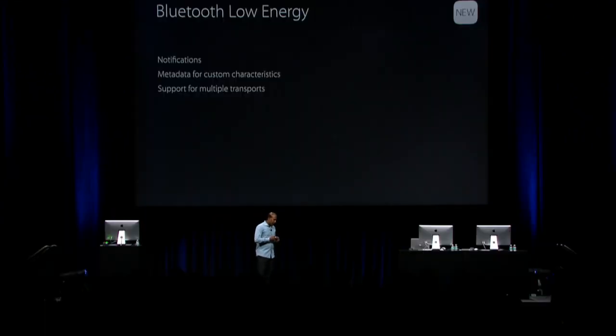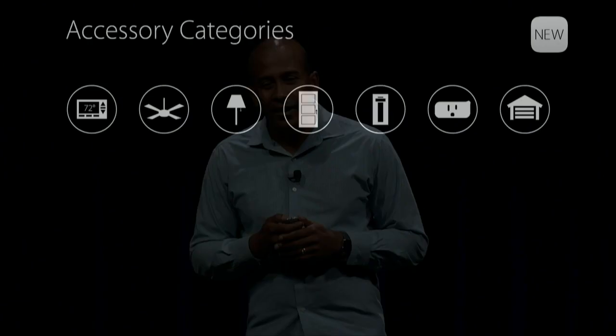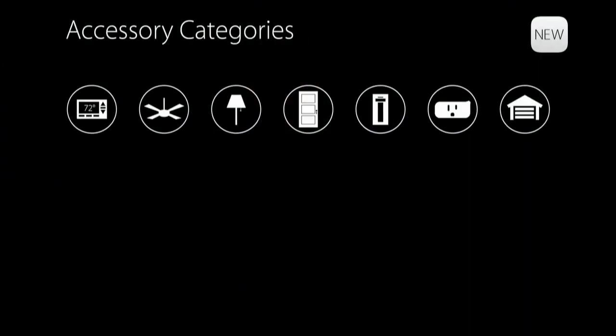Now let's move on to the last topic of our presentation, which is accessory categories. Last year with iOS 8, we added support for several accessories that are most commonly found in your house, like your lights, fans, switches, plugs, garage doors, etc. Now, adding native support for accessory categories is an evolutionary process in iOS. And in iOS 9, we added more devices, so that you can connect more accessories in your house.